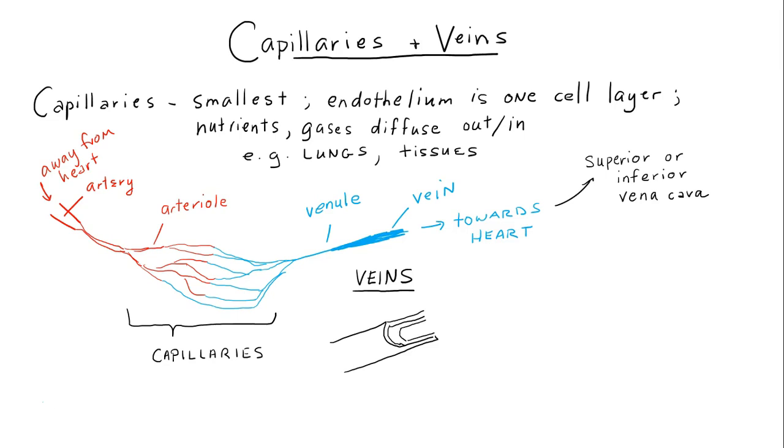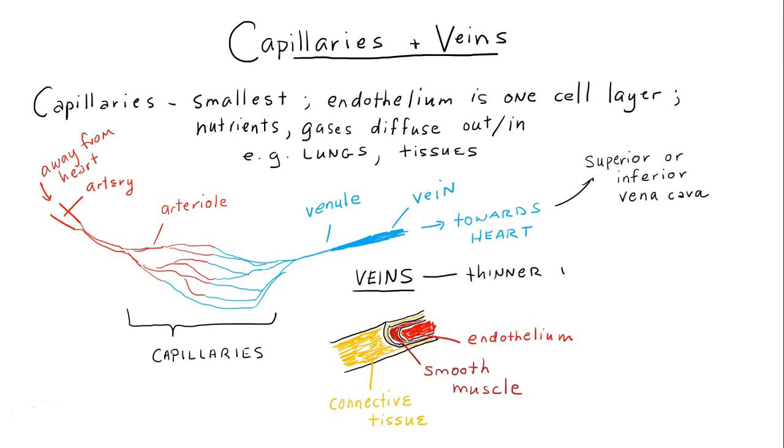Okay, let's draw a picture of a vein. And actually, if you just look at the picture of the vein with its connective tissue and smooth muscle tissue and endothelial lining, it looks pretty much the same as an artery, except it's a lot thinner. The walls of veins are much thinner than arteries. They're under a lot less pressure than arteries because they're much farther away from the heart.